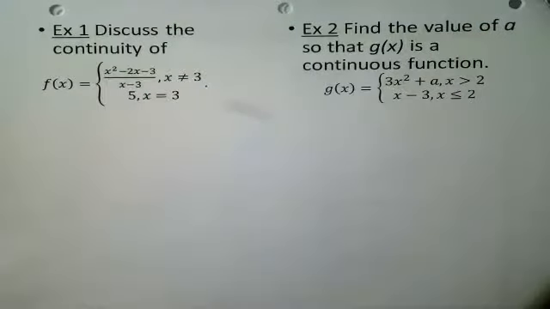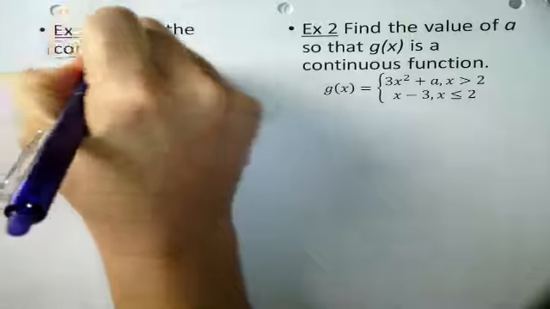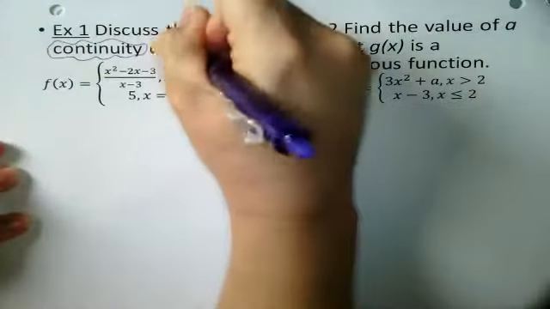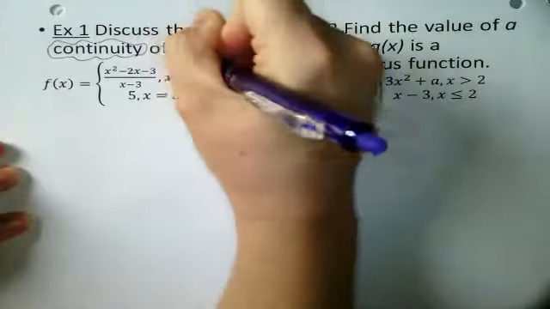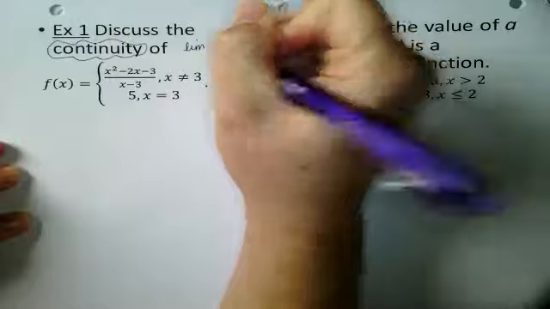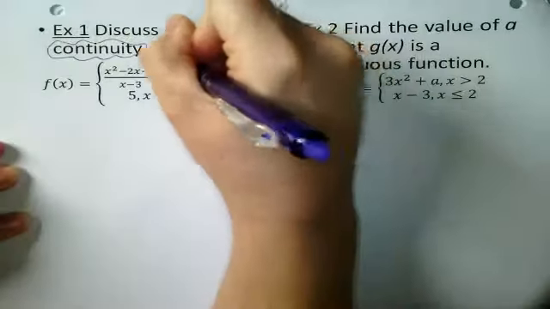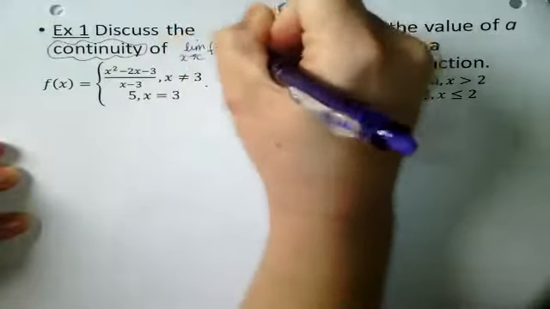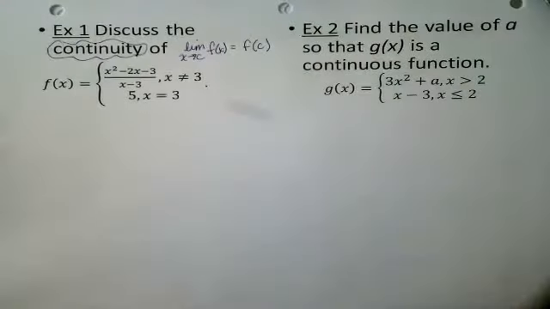We're going to do a tiny bit of going back to review. We want to discuss continuity. What does continuity mean? It means the limit as x approaches some value of our function is equal to the function at that value. So the function has to actually have that same limit value.